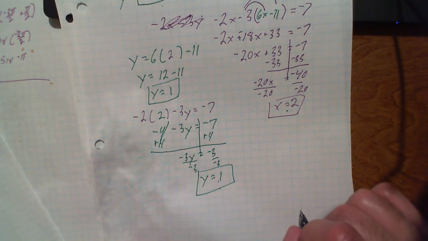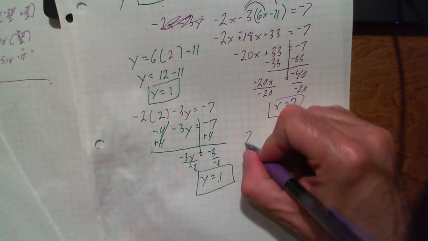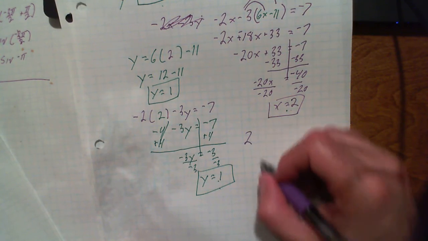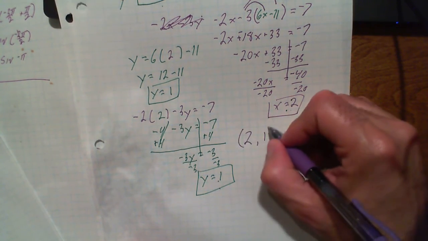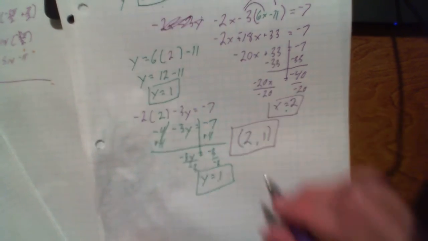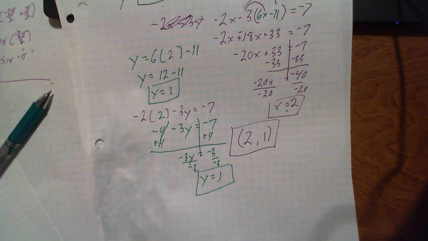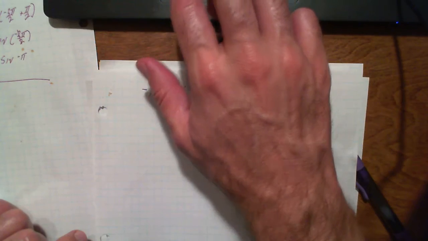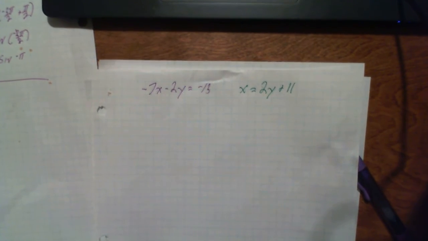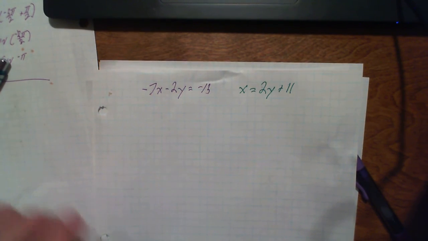How do I write my answer? Well, my x is 2. My y is 1. And there is your solution. You must write it in that form. If you got 2, 1 after you paused it, you're doing great. Let's do one more, shall we? Okay, here's your last one. Go ahead and pause this and see if you can solve it.